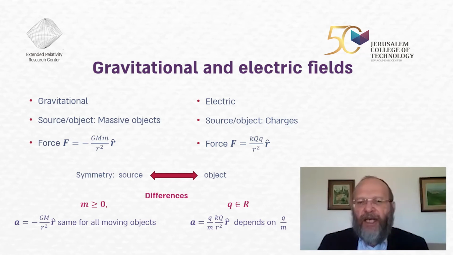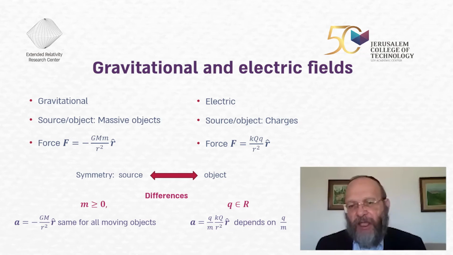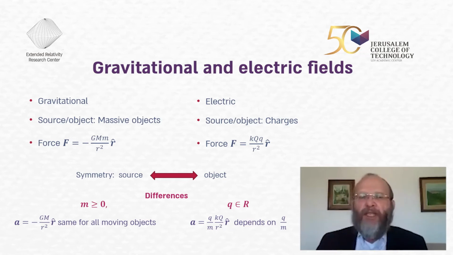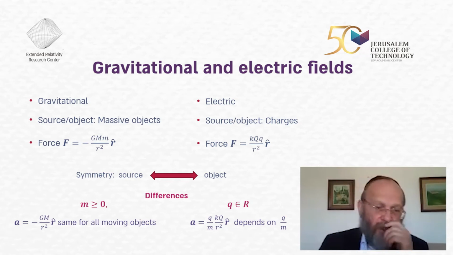Now, on the other hand, here, if you put ma, it doesn't cancel, because this force depends not on the masses, it depends on the charges. So we'll have a term Q over m, which depends on the properties of the object. So this depends on the source, but this one depends on the object. So that's another difference. The gravitational field acts the same way on all other objects. For the electric field, it depends on one parameter, Q over m.